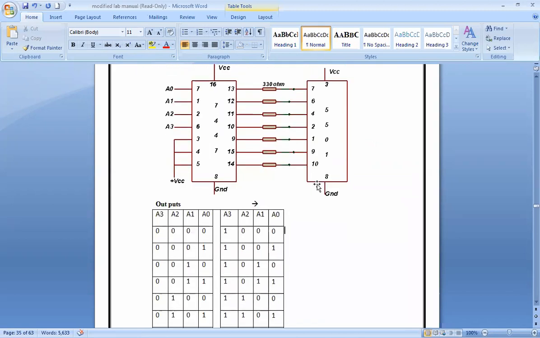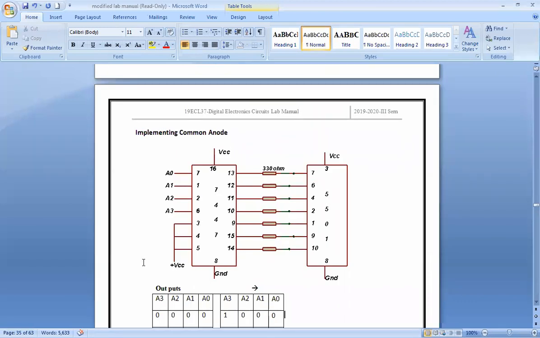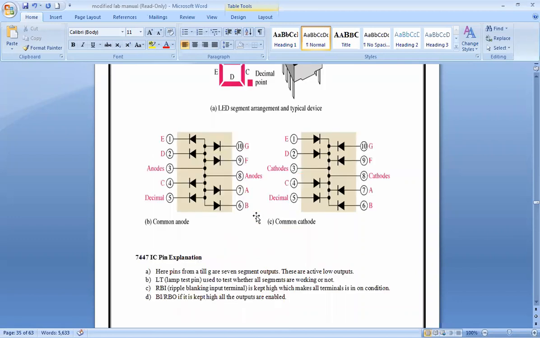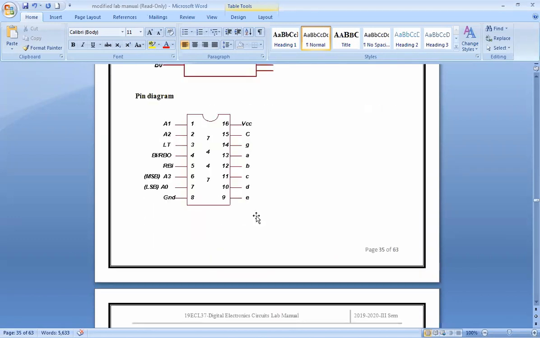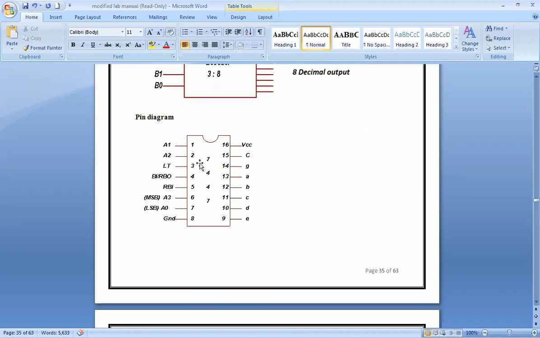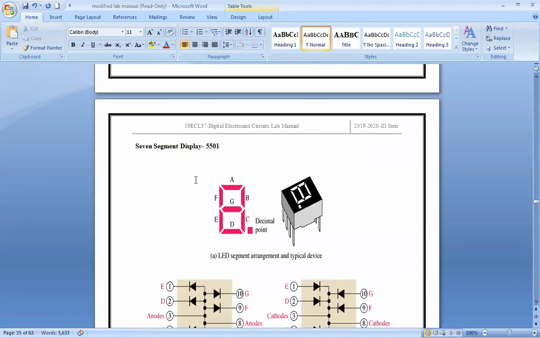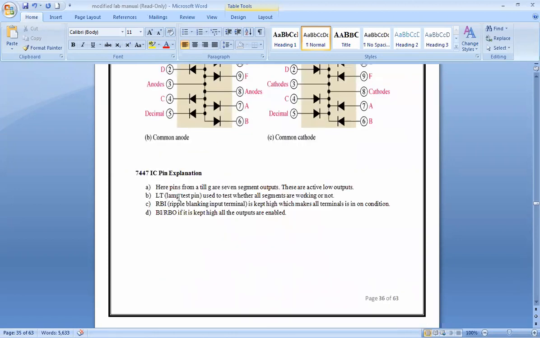Sir, in that IC, what is pin number 3, 4, 5? This is actually connected also to your VCC, to your higher value. What is the function of that, sir? Yes, see, 3, 4, 5 is nothing but your BI, RBI and your LT. Here you can see that your LT is nothing but your lamp test pin. So that can be used as a test pin.